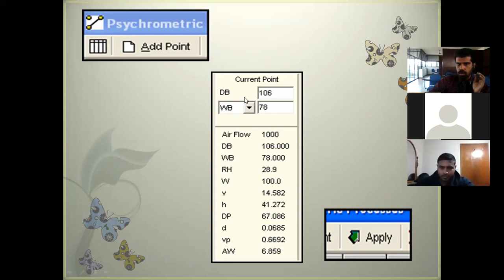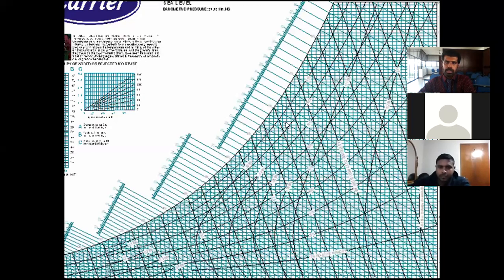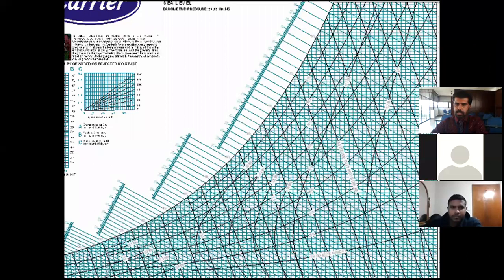Dry bulb temperature means the normal temperature, our ambient temperature. So in the psychrometric chart, when you give add point, you will get this window in which you have to give any two values, in which dry bulb temperature is a must. This you can change. When you give a value, all the other values will be automatically given by the psychrometric chart. So you can note all these values. Then you will get a point somewhere like this.